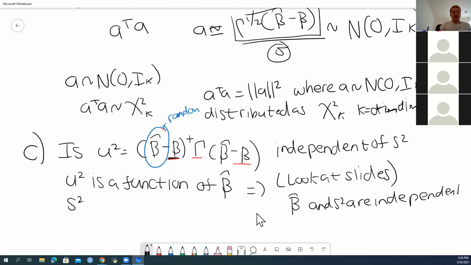So that's really all you need to say, is that since beta hat and S squared are independent, and again, I'm not going to go over the proof of that. I probably couldn't recall it off the top of my head, but you can look at the proof in the slides or in the classes. Because those are independent, then you can necessarily say that U squared, where the only randomness comes from beta hat, is going to be independent of S squared. Okay, if any questions about that, let me know.